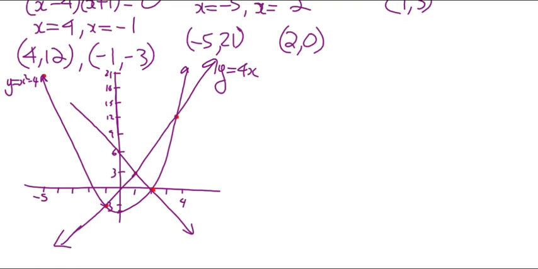And, oh, it goes through -5, 21 as well. Okay, so it goes through that. Okay. 6 minus 3x.